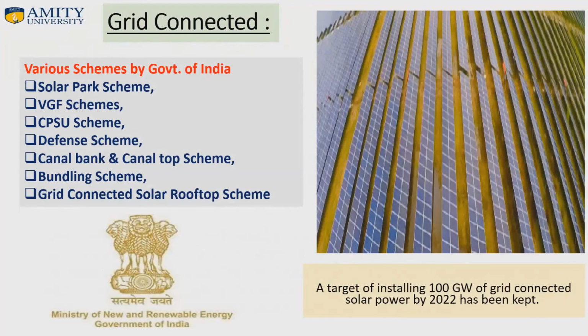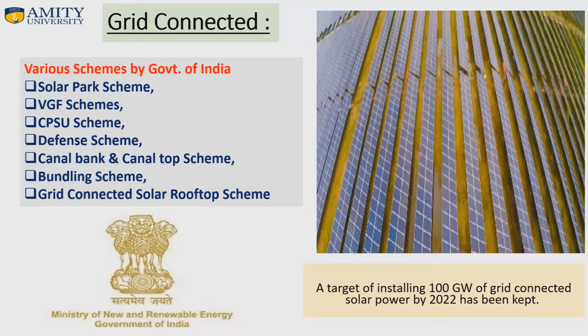A target of installing 100 gigawatts of grid-connected solar power by 2022 has been kept. And to meet it, as you can see, various schemes like the Solar Park Scheme, VGF Scheme, etc. are launched. Under the Solar Park Scheme, the development of solar parks and ultra-mega solar power projects is undertaken, targeting over 20,000 megawatts to 40,000 megawatts by 2021 to 2022. Central Public Sector Undertaking Scheme Phase 2 aims at setting up 12,000 megawatts of grid-connected solar photovoltaic power projects.